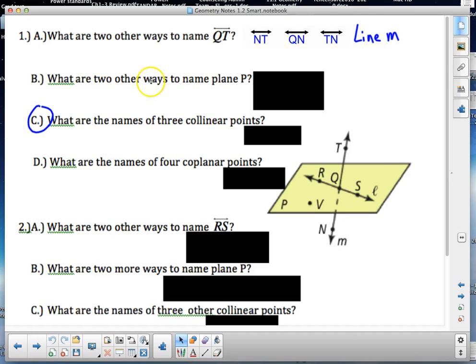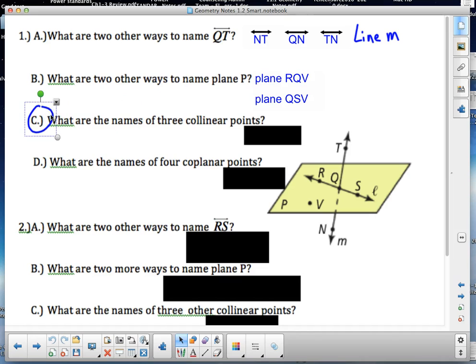Okay, what are two other ways to name plane P? Now remember, this is the plane name, and all we need is 3 points that are not on the same line. So I cannot name this plane as plane RQS because these are points on the same line. But I could name it plane RVQ, or plane QVS, or plane SVR, any one of those, but I just put up 2.